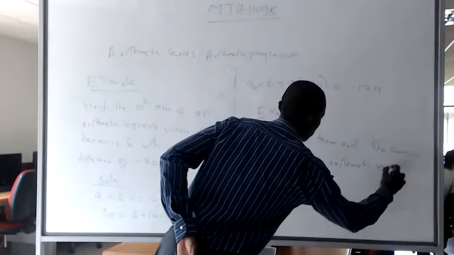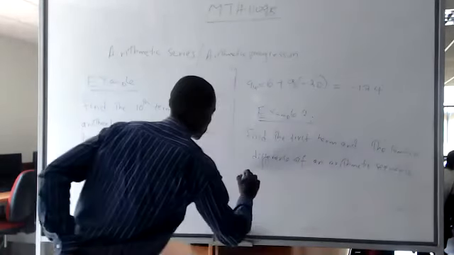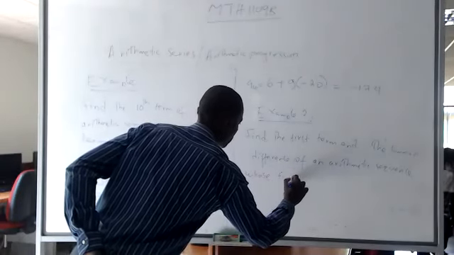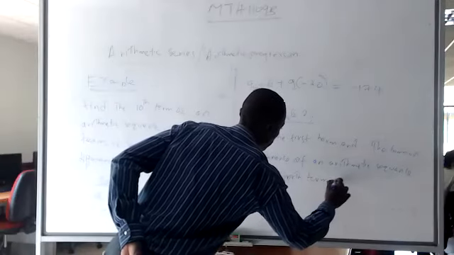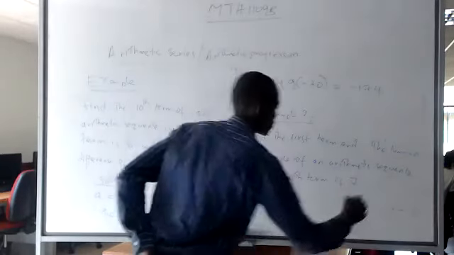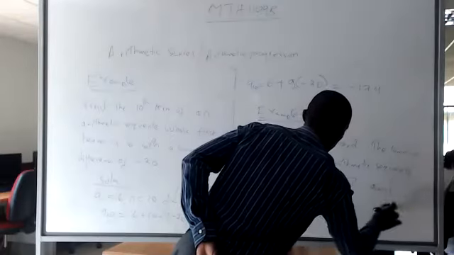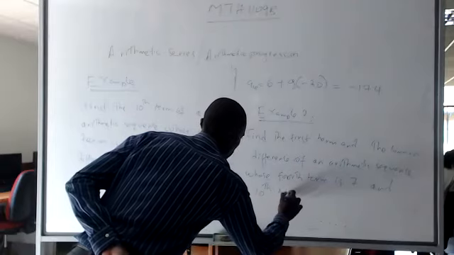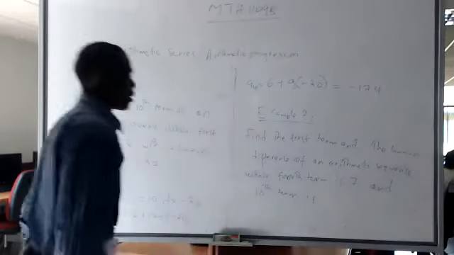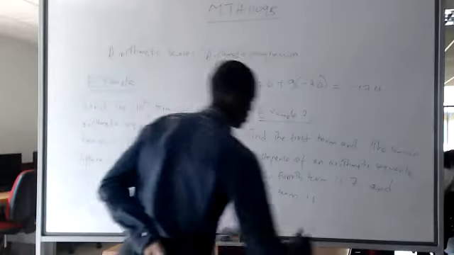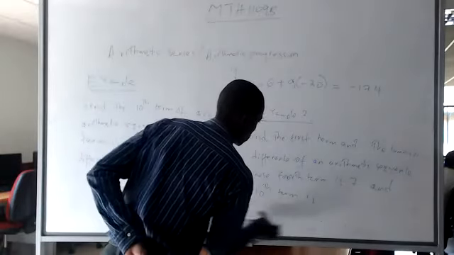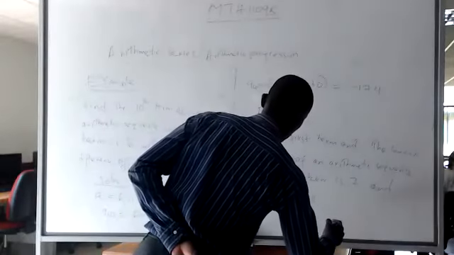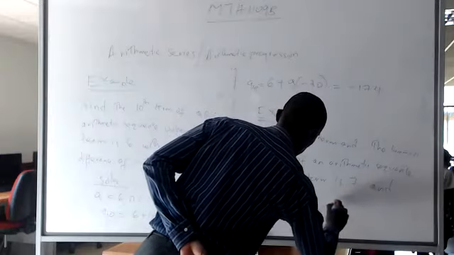An arithmetic sequence whose fourth term is 7 and 10th term is 29.